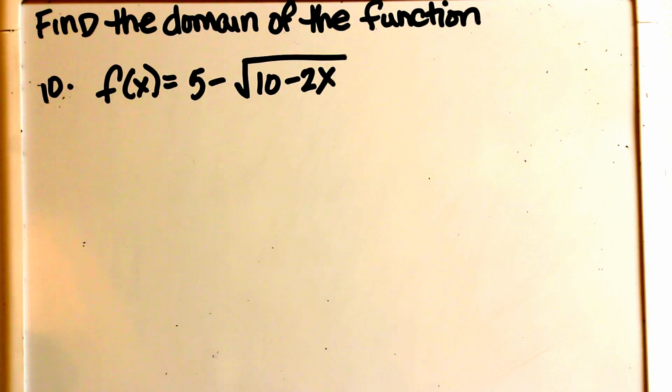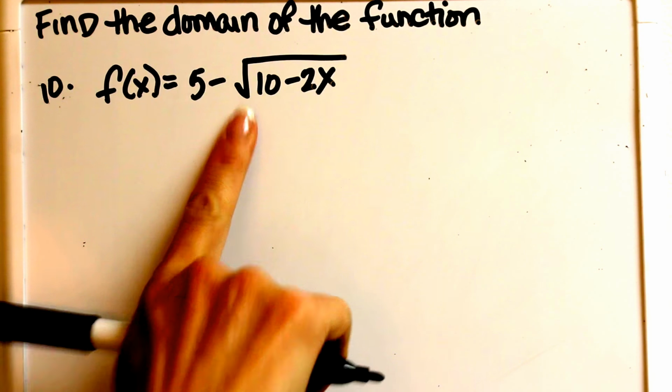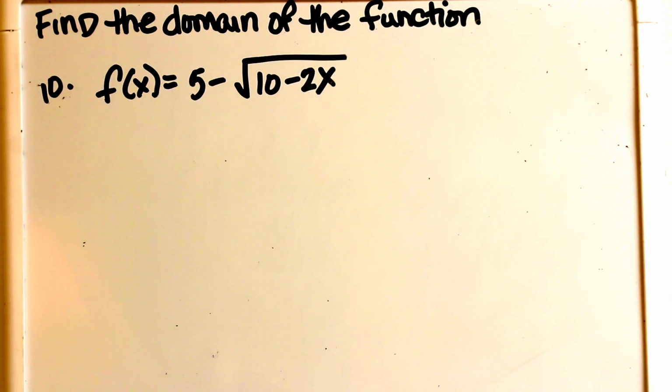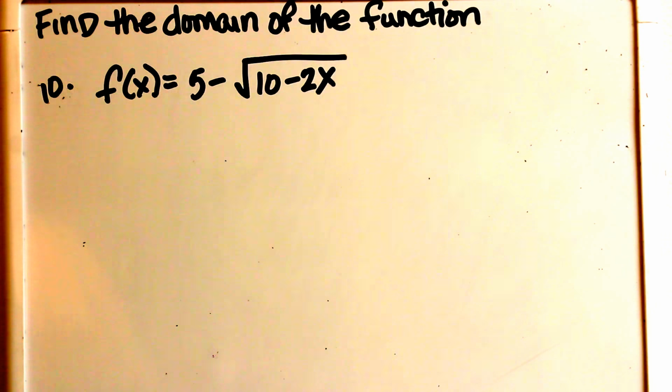In number 10, we are asked to find the domain of the function. Domain, remember, is all possible x values that we could use for this function. So what sticks out in this case is that we have a square root. We cannot take the square root of a negative number because remember that gives you an imaginary answer, and we cannot graph something that's imaginary.